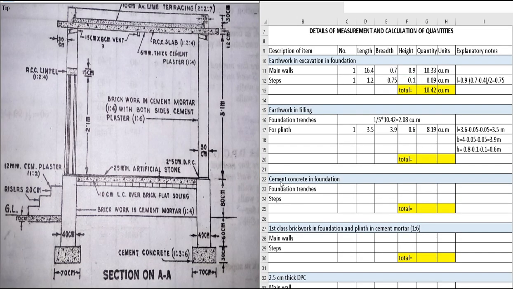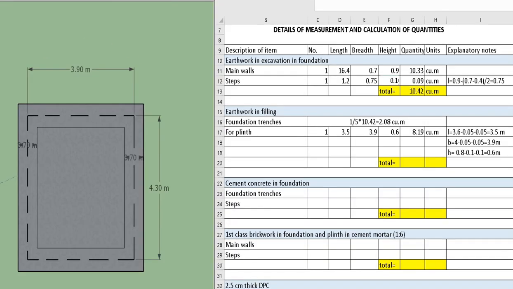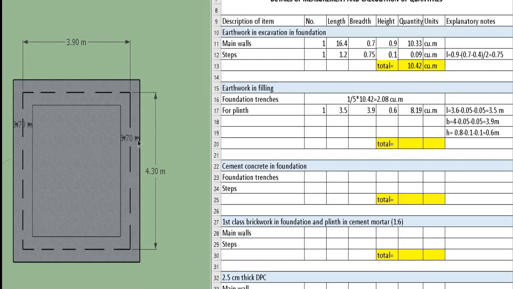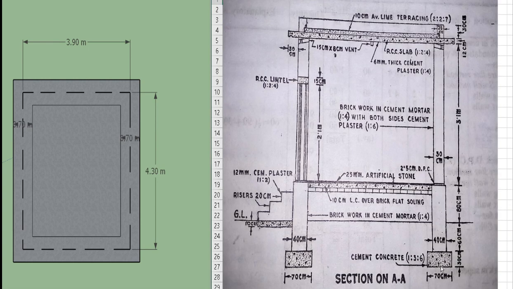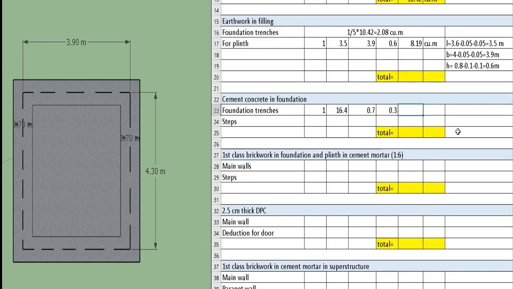Now our next step is to calculate the cement concrete in foundation. Firstly, foundation trenches. We have two foundation trenches having the width of 0.7, and the lime concrete is only up to the height of 30 centimeter, that is 0.3 meter. So when we see this level in the plan, it will look like this. That means our width will become 0.7 and our height is 0.3 meter. Our center line is 16.4 meter, our width is 0.7 meter, and the height of the foundation trench is 30 centimeter, that is 0.3 meter. So we get the total quantity as 3.44 cubic meter.